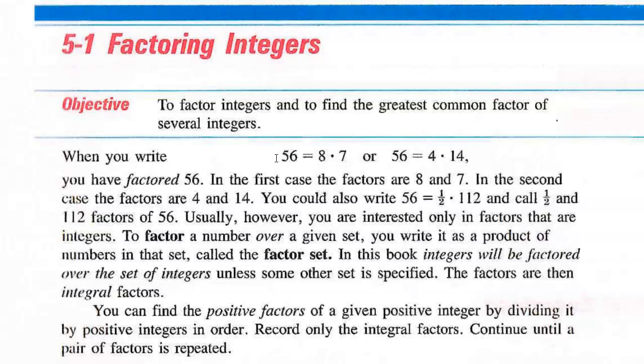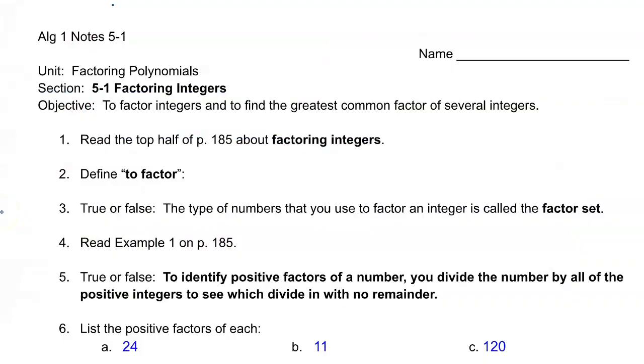Factoring the number 56 means to write it as a product, to write it as a pair of numbers multiplied together that make 56. So we see the definition of the word factor in the paragraph. Factoring is writing as a product of numbers. So number 1, check. We read what it means to factor an integer, to write as a product.